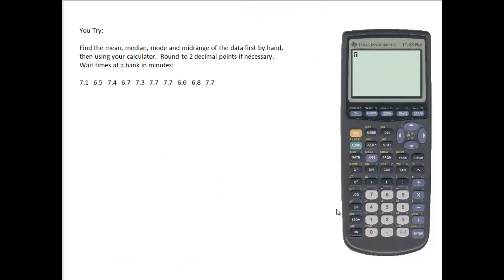All right, so here's a question for you to look at. We've got some data values here that are wait times for a bank in minutes. So go ahead and first do mean, median, and mode and the mid-range by hand, and then go ahead and do this calculator program and check that you're getting the same values for both.